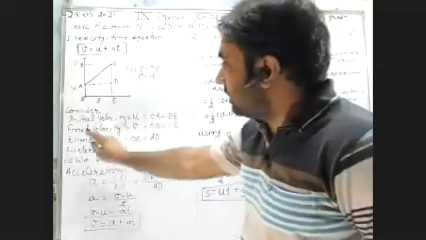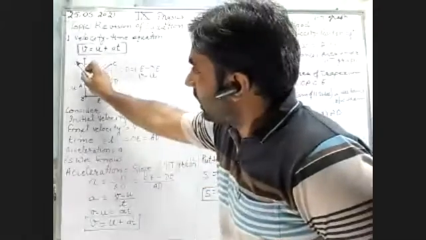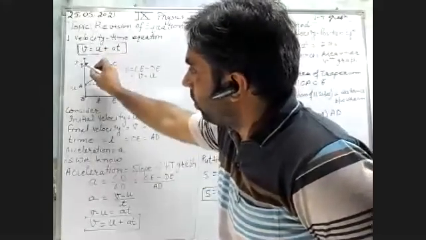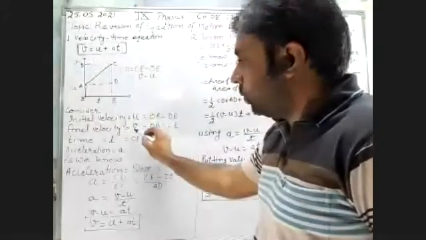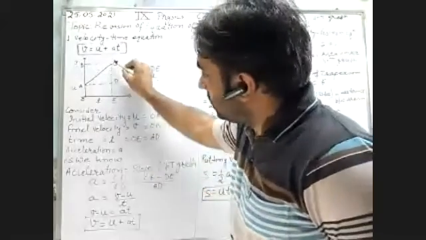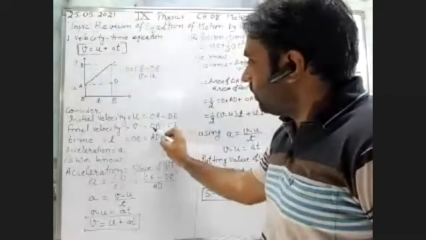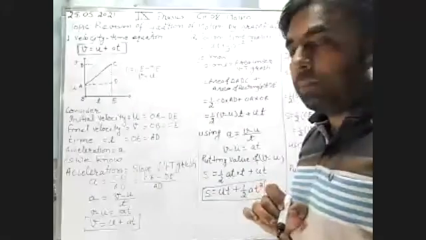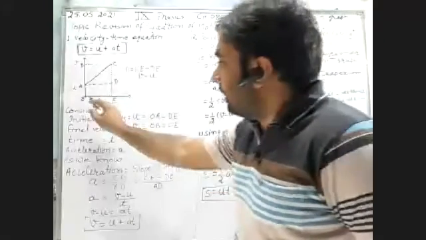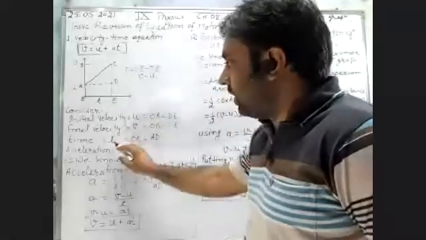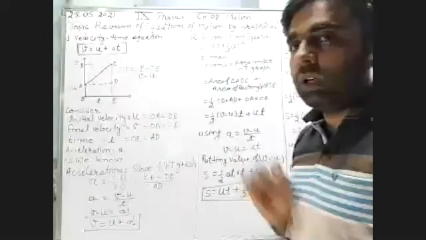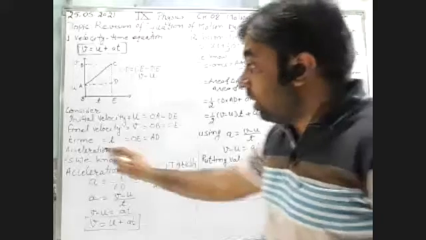Next, the final velocity. After time t it reaches point B, so OB is equal to v. Time t is represented by OE, and OE is equal to AD.